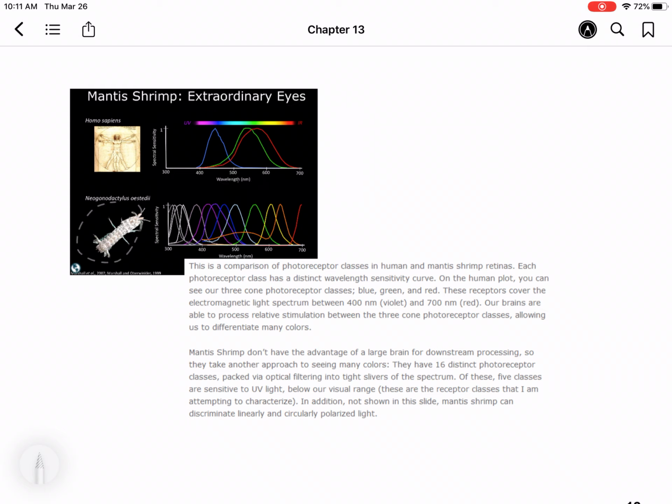Then you look at something like the mantis shrimp. Okay, this is what they can detect. They can detect all of these things. This is what their rods and cones do. So if we could see like they can, we could also see into the ultraviolet.